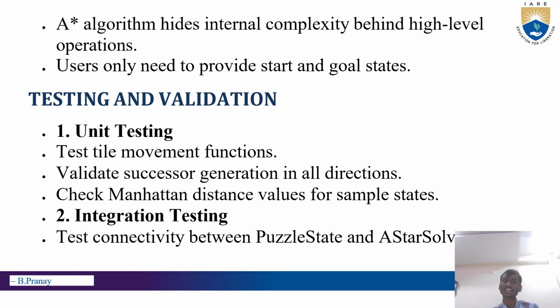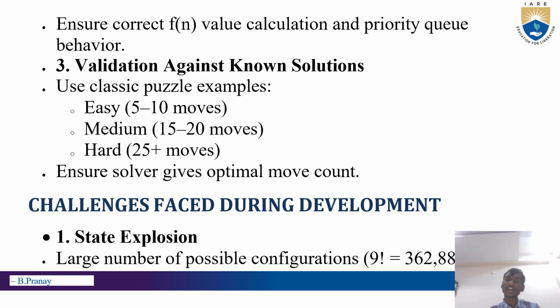Testing and validation. One is unit testing: test tile movement functions, validate successor generation in all directions, check Manhattan distance values for sample states. Integration testing: test connectivity between puzzle state and A* solver state, ensure correct f(n) value calculation and priority queue behavior. Validation against known solutions: use classical puzzle examples, easy 5 to 10 moves, medium 15 to 20 moves, hard 25 plus moves, ensure the solver gives the optimal move count.